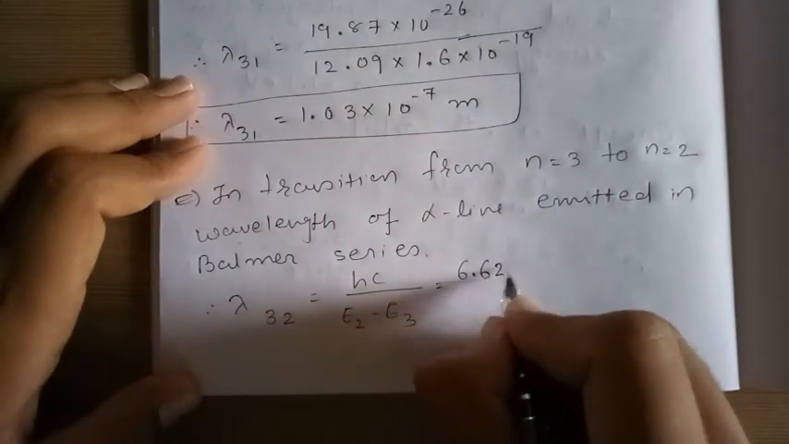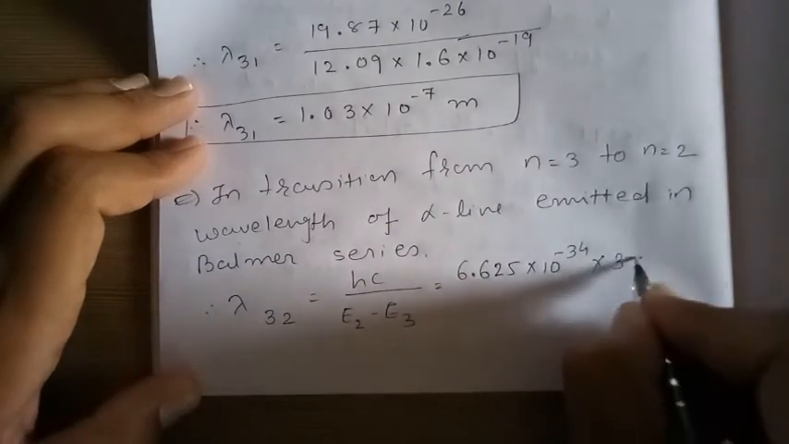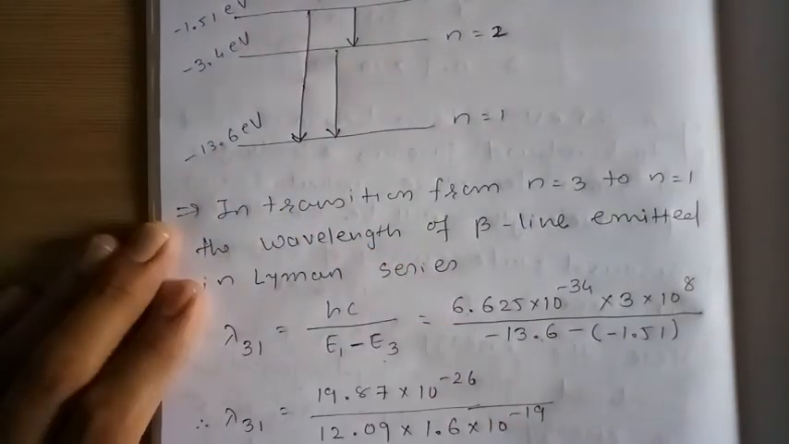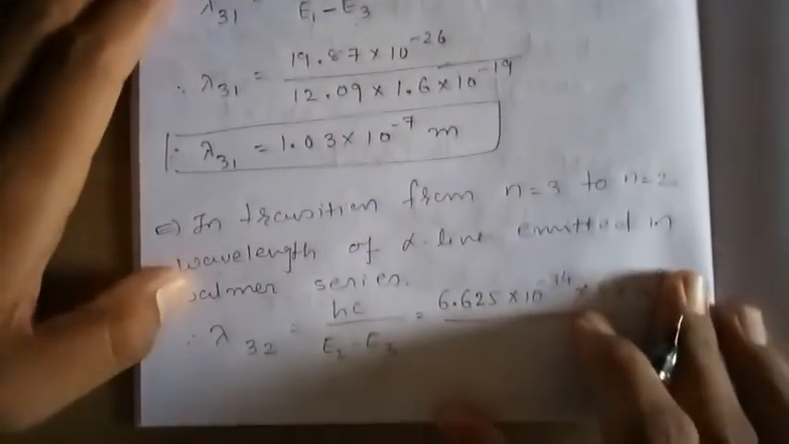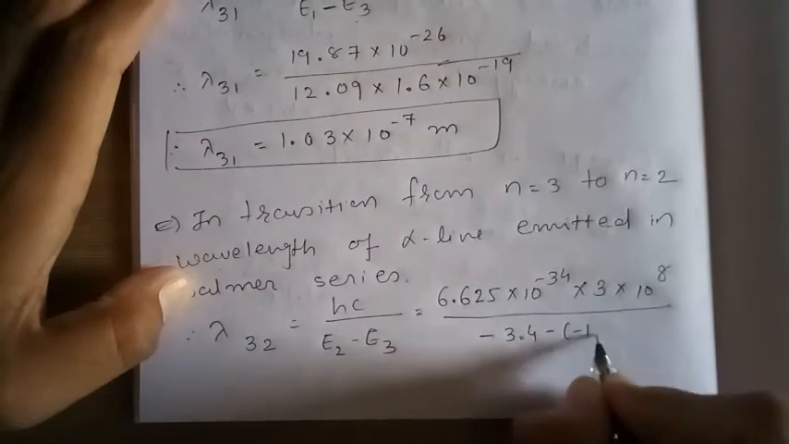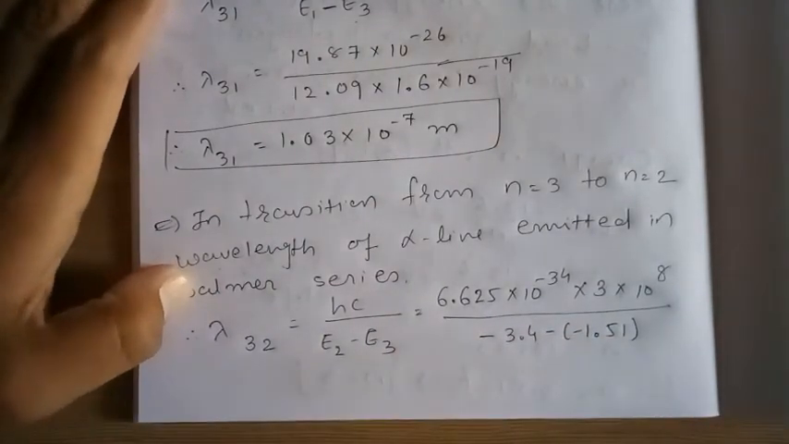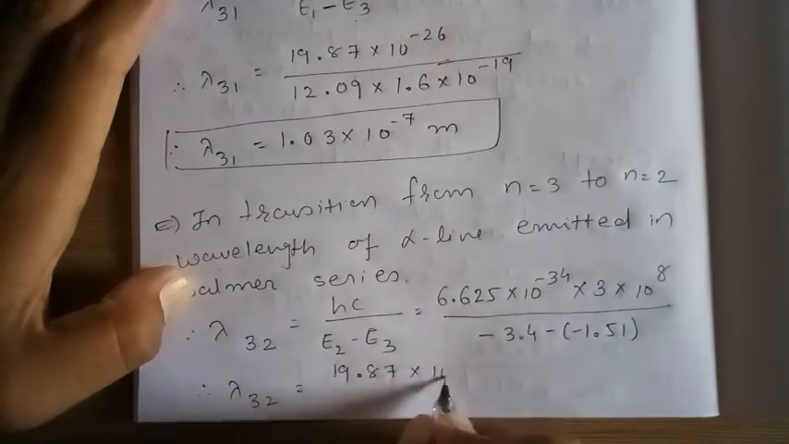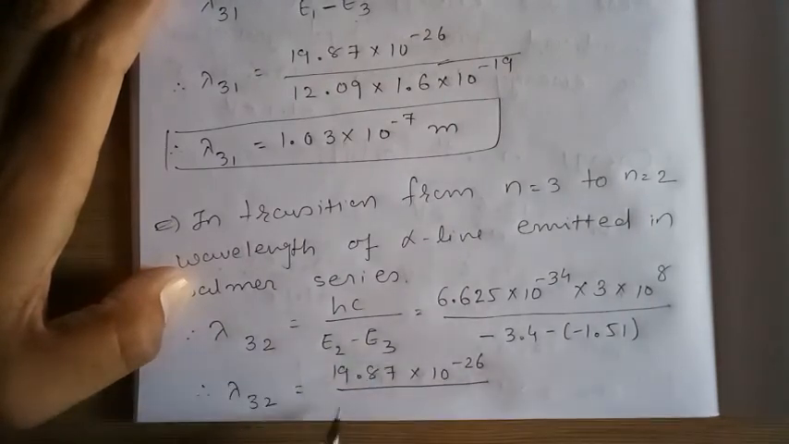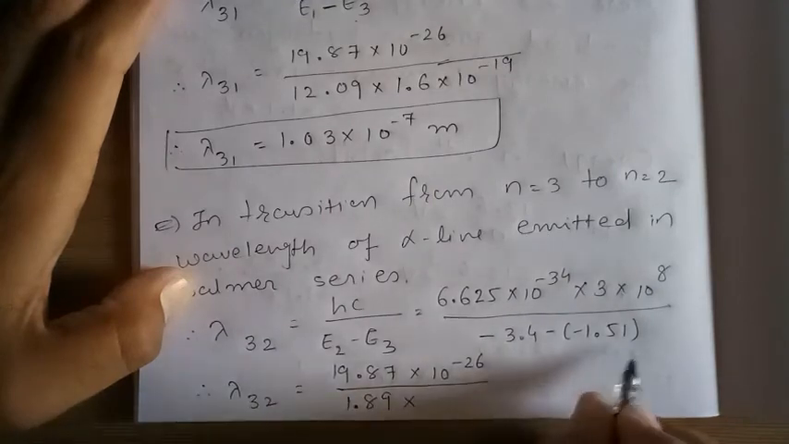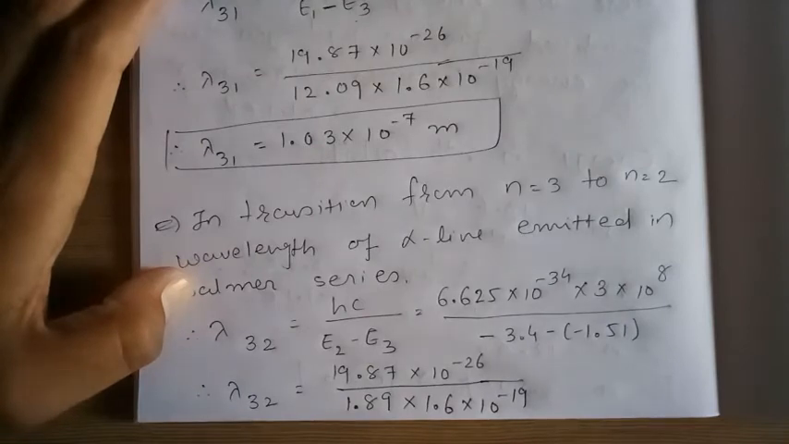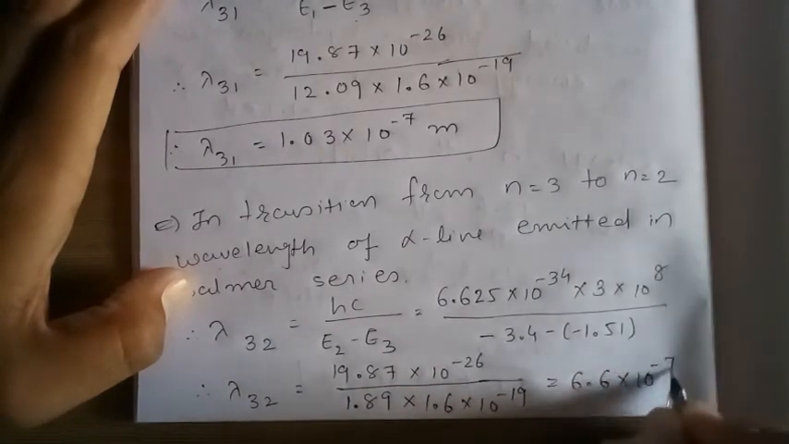The value of h is 6.625 into 10 raised to minus 34, the value of c is 3 into 10 raised to 8. The value of E2 is minus 3.4 and E3 is minus 1.51, so minus 3.4 minus 1.51. Again, this is in eV, we have to convert it into joule. So we get lambda 32 equals 19.87 into 10 raised to minus 26 divided by 1.89, converted into joule by 1.6 into 10 raised to minus 19. So we get 6.6 into 10 raised to minus 7 meter.